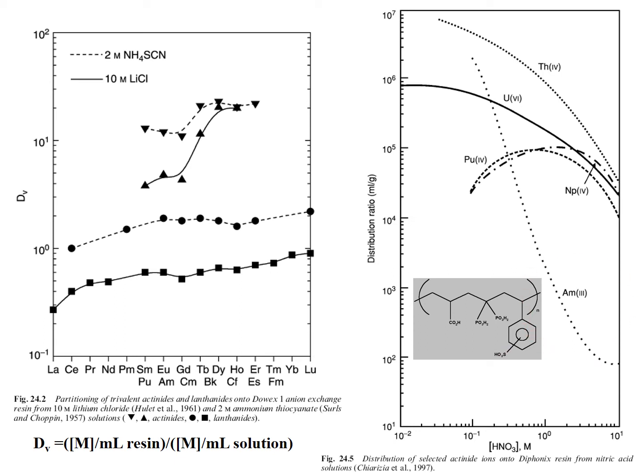So again, separations from this system can be achieved through changes in oxidation state, whereas the previous system shown here with the TRUEX is primarily through size separation.